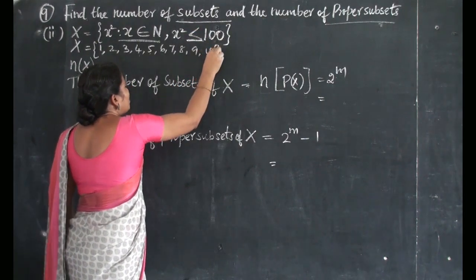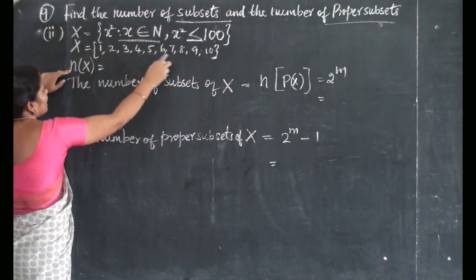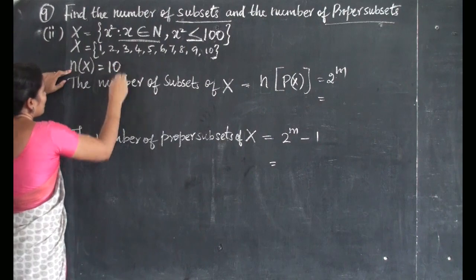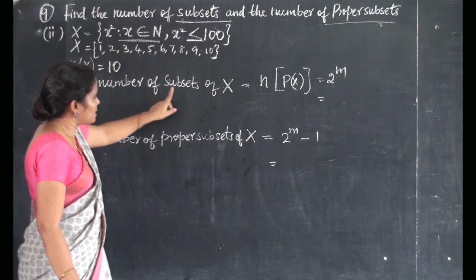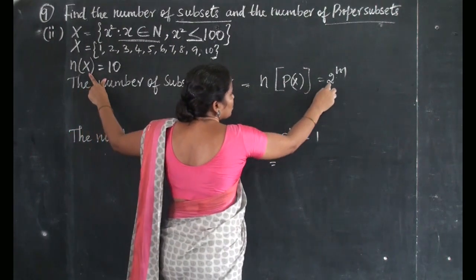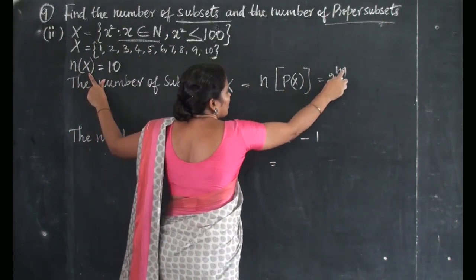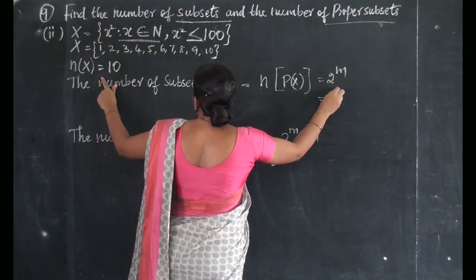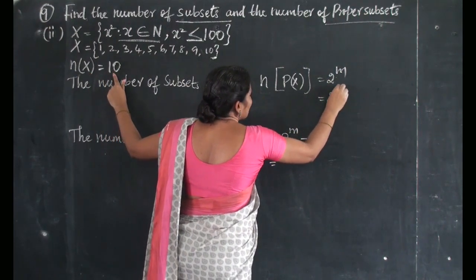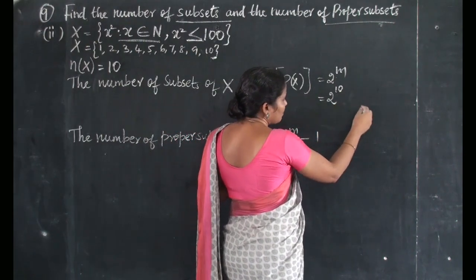So up to 10. What is the cardinality of X? Cardinality of X is 10. The number of subsets of X. What is the subset formula? P of X is equal to 2 to the power of m. 2 to the power of m is equal to 2 to the power of 10. So you have to multiply 2, 10 times.